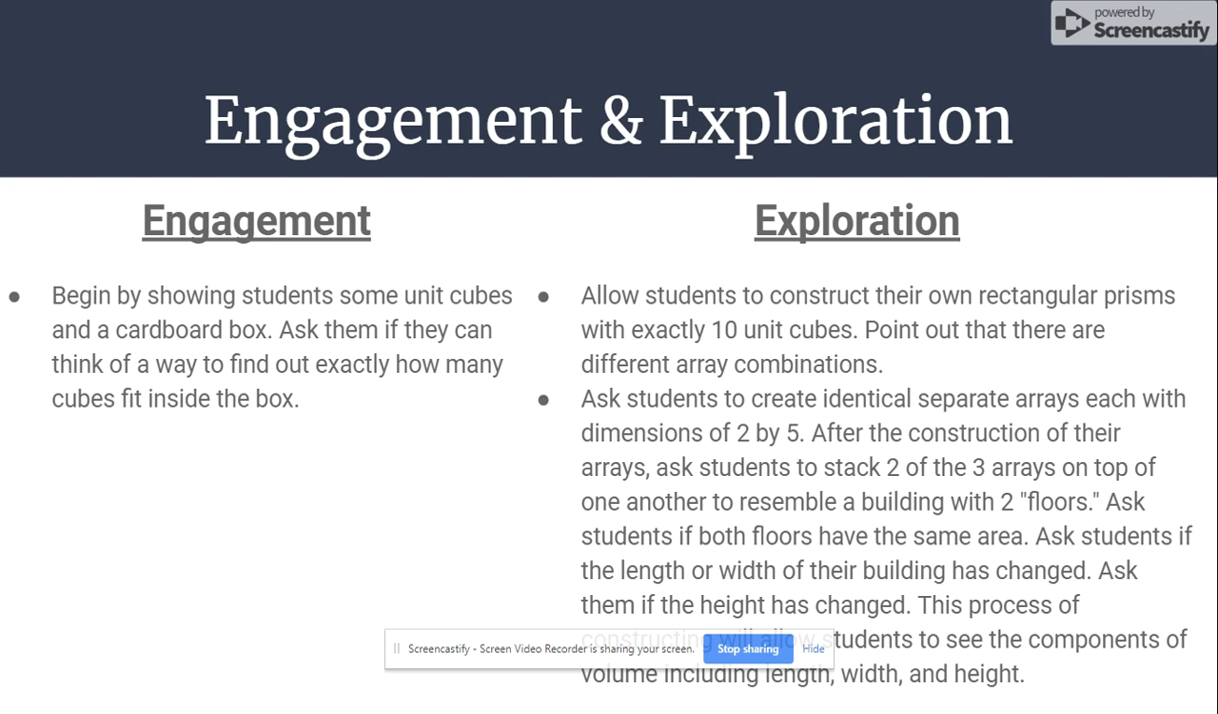Getting students to start to construct their own models and play around with that would help me see if they can figure out what volume is on their own, and what they understand and don't understand in terms of making an array or how many layers there are, stuff like that.